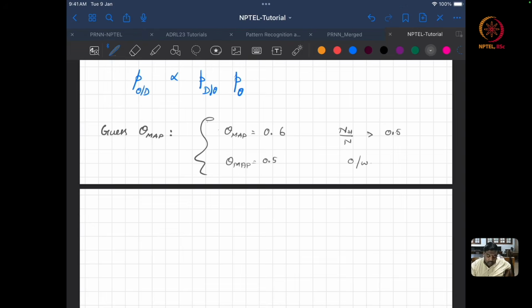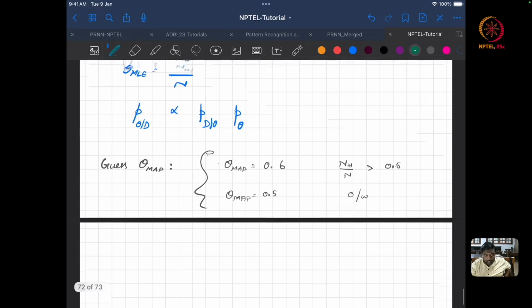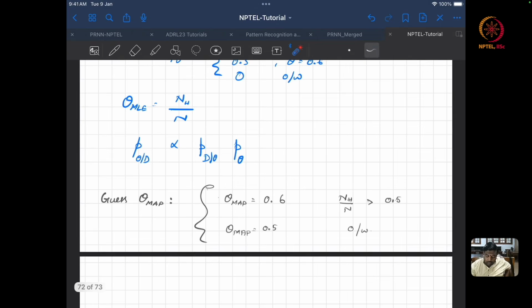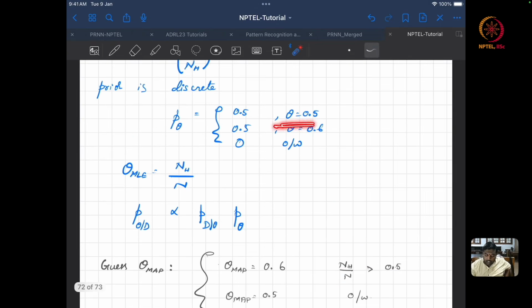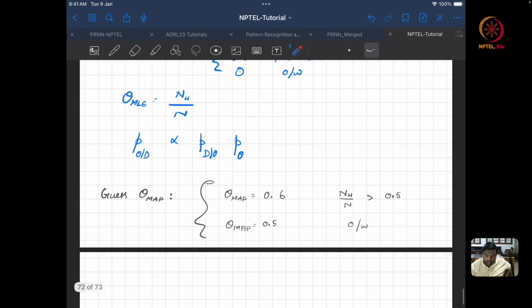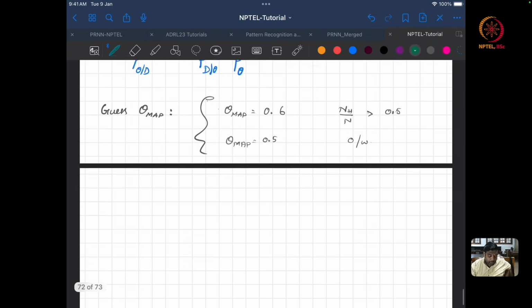Now let's go ahead and look at this. This is my guess. It makes sense, no? If it is greater than 0.5, I'll take theta MAP equal to 0.6, which is the probability of head. I'll take 0.5 otherwise. Okay, fine.